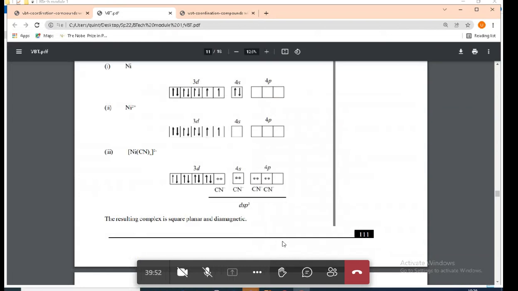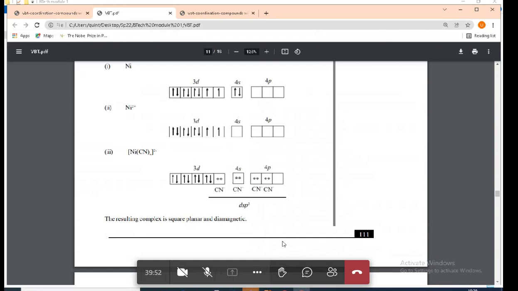You must remember, for that you must know the periodic sequence of how the metals are placed, so that you know the outer electronic configuration. And apart from that, there was one more thing: the failures of valency bond theory.